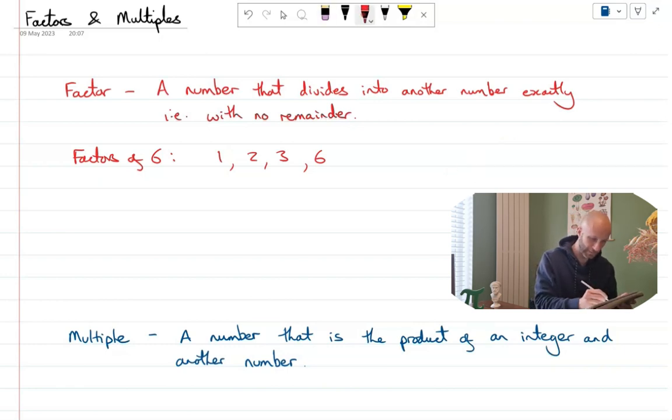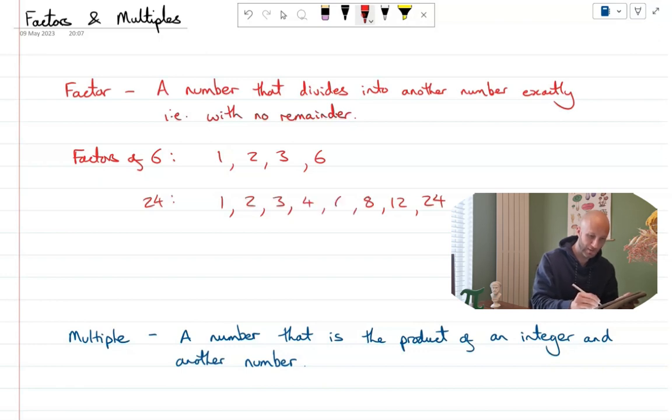Some more examples. Let's have a look at factors of 24. Again, normally in pairs. 1 times 24, so they're both factors of 24. 2 times 12. 2 goes in exactly, the number is even, so 2 will definitely go in. 3 times 8. And we have 4 times 6.